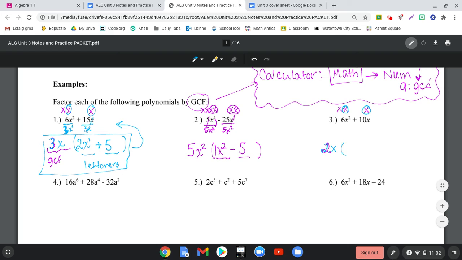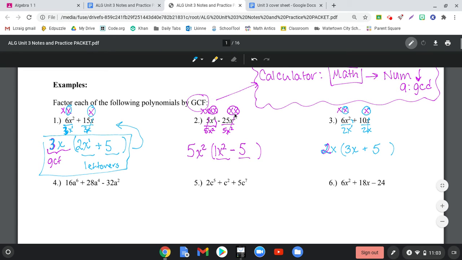And now to figure out the leftovers, divide each part by 2x. 6 divided by 2 is 3. 2 minus 1 gives us x to the first, or just 3x. 10 divided by 2 is 5, and the x's cancel. If you have your x's written out above, the circled part's your GCF, and the non-circled part is how many x's you have left. 2 x's, no x's. 1x, no x. Just a little tidbit.